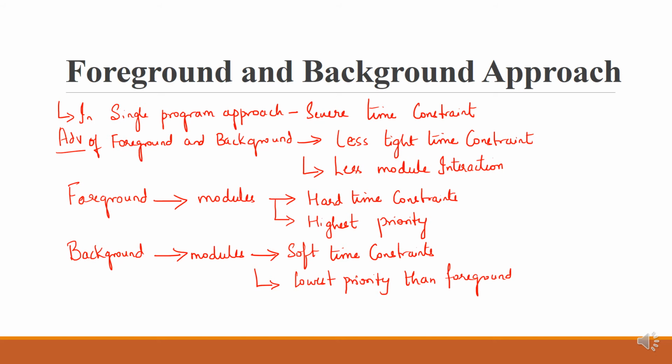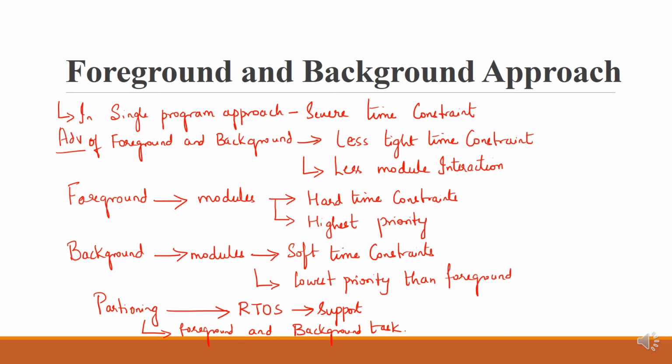So what we are doing in foreground and background approach is that we are partitioning both the tasks. So what do you mean by partitioning? Partitioning involves real-time operating system support. So we need support of a real-time operating system in order to partition hard real-time constraints and soft real-time constraints. So partition what? Partition foreground tasks and background tasks. So with this basic understanding, we can see the flow chart now.